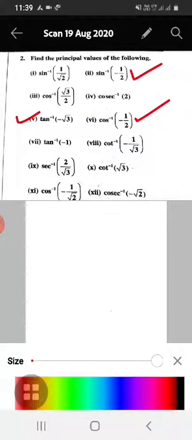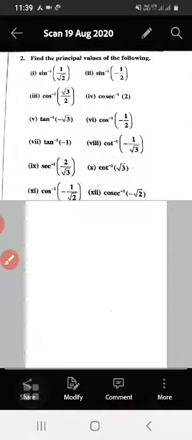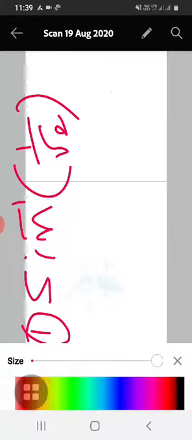This first one is very simple. Let us consider the first one, where the positive value is given. Sine inverse of 1 by root 2. Find the principal value of sine inverse of 1 by root 2. Observe here, this is positive, so we cannot apply any property here. We can do it directly.